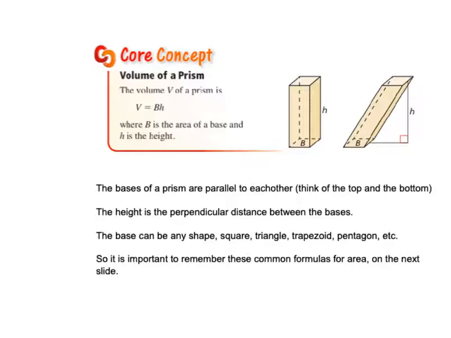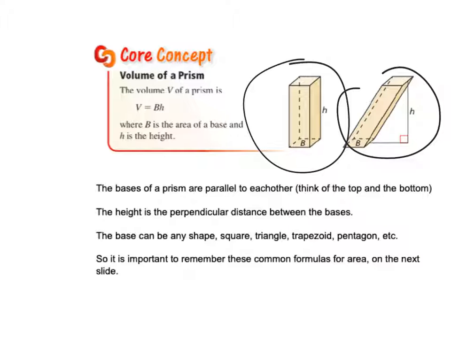So if you notice, on the prism on the left, the height is just straight down, but on the right, it's a slanted prism, so the height is actually straight down, not going to be your slant height over here, okay? The hardest part about the volume of these things is the bases can be any shape. So you have to know the formula for area of squares, triangles, trapezoids, pentagons, hexagons, all of those things that you've done before. And once you have the area of that base, you just take it times the height.